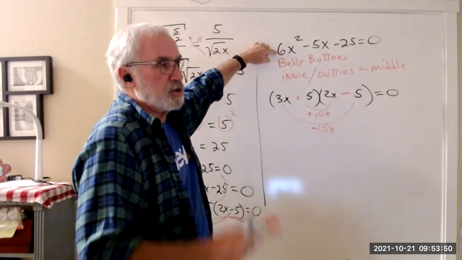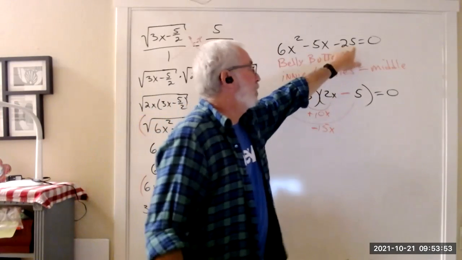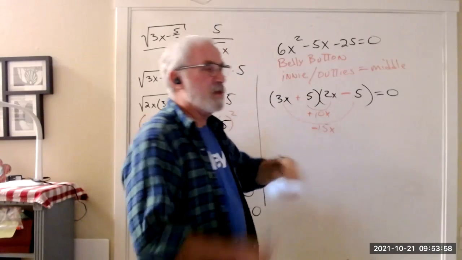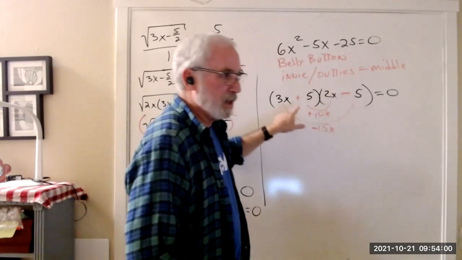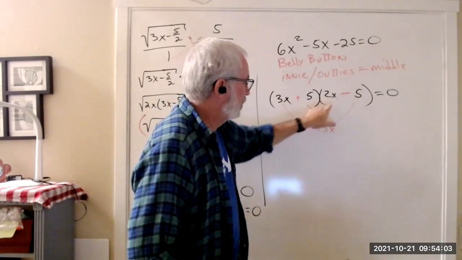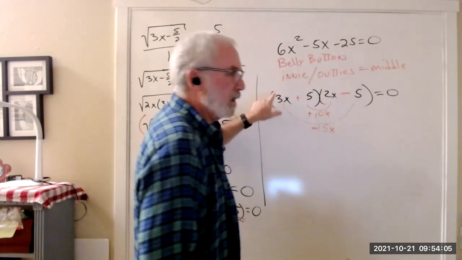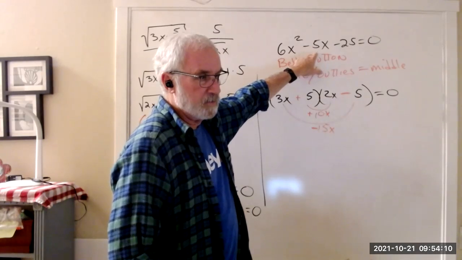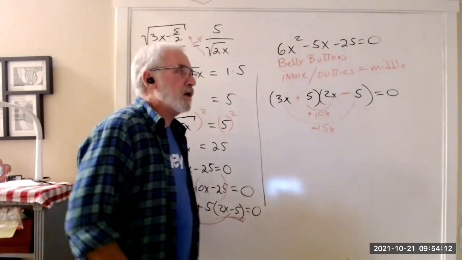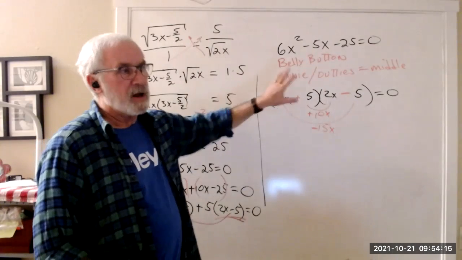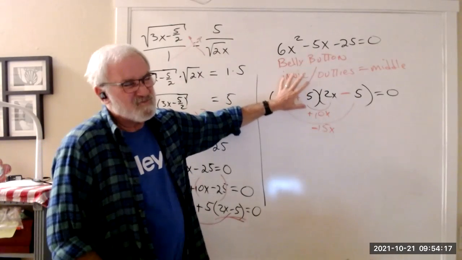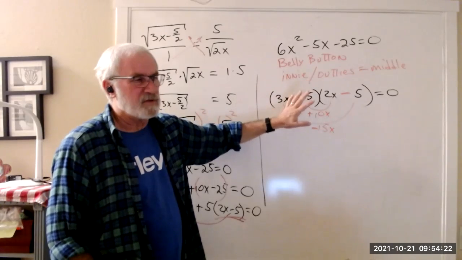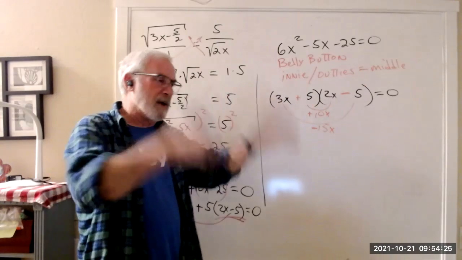How do you break up 6? 3 times 2. How do you break up 25? 5 times 5. So I just put them here, and then I played with the belly button. The innies and the outies somehow have to make the middle, the belly button. Rule of thumb: if I can't belly button factor a problem within, let's say, 5, 6, maybe 7 seconds, I go, forget it. I go back to the AC method.